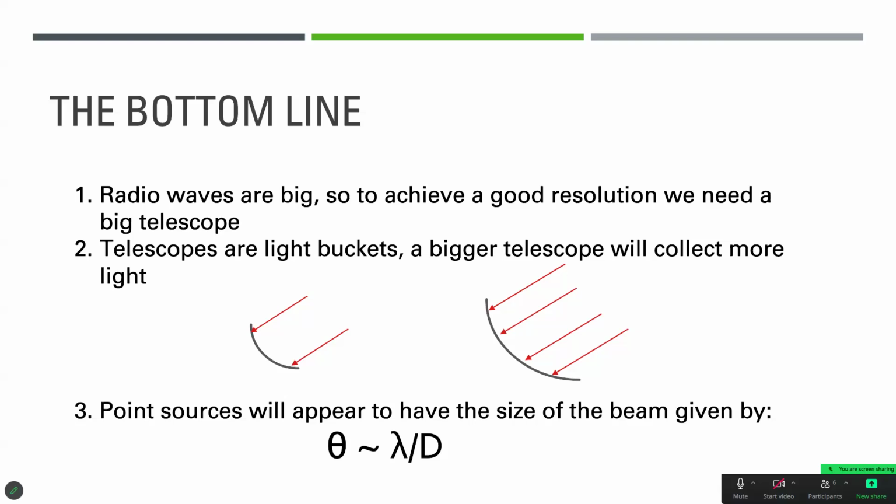Now the next part is telescopes are also like light buckets. So if we make a telescope bigger, that's a win-win situation for us because we'll collect more light and we'll be more sensitive, right? And point sources, so small objects, will appear to have the size of what we call the resolution or the beam, right?